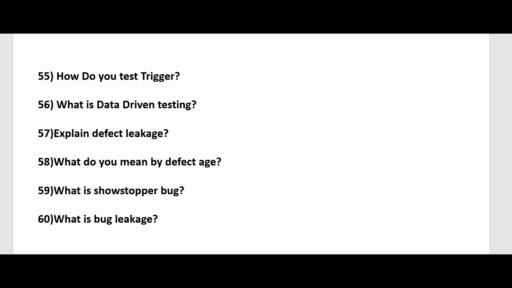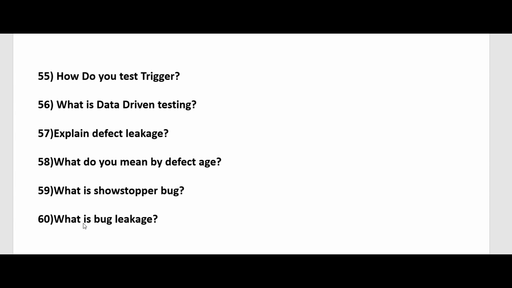What is showstopper bug? A showstopper bug, as the name suggests, showstopper. It's a bug that hinders or stops from continuing or running your test script further. So you cannot do your testing further because of that bug. It's called a showstopper bug. You cannot proceed to the next level as there is no workaround for this bug, and it's also called a blocker.